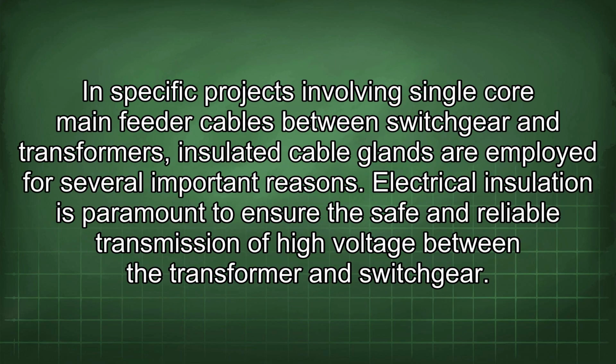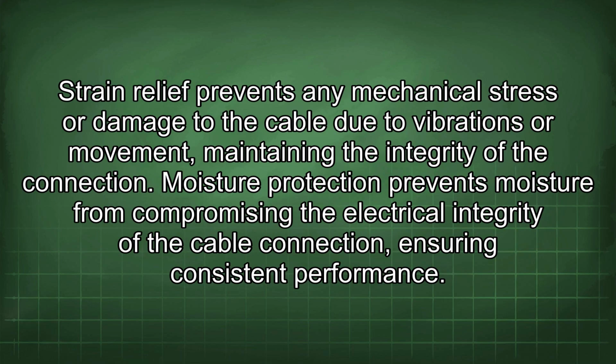In specific projects involving single-core main feeder cables between switchgear and transformers, insulated cable glands are employed for several important reasons. Electrical insulation is paramount to ensure the safe and reliable transmission of high voltage between the transformer and switchgear. Strain relief prevents any mechanical stress or damage to the cable due to vibrations or movement, maintaining the integrity of the connection. Moisture protection prevents moisture from compromising the electrical integrity of the cable connection, ensuring consistent performance.